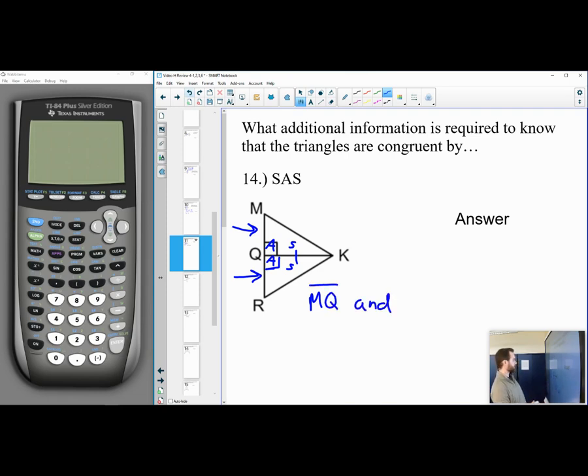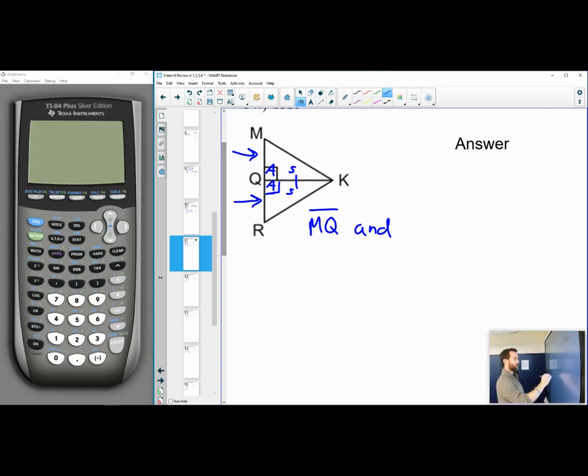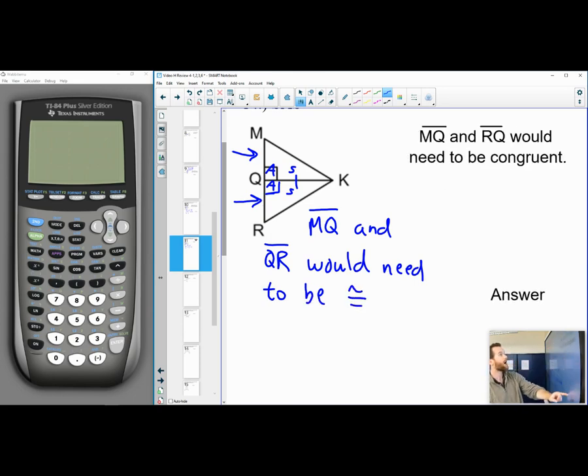And what was the other one? Segment QR. Segment QR would need to be congruent. I know it's annoying writing out the whole sentence, but it's absolutely critical to do that. Would need to be congruent. Started talking, forgot where I was. And is that the answer? MQ, segment RQ. And again, we've got RQ and QR, but it means the same thing. It means the exact same thing, so don't worry about that. If you have the letters backwards, it's totally cool.